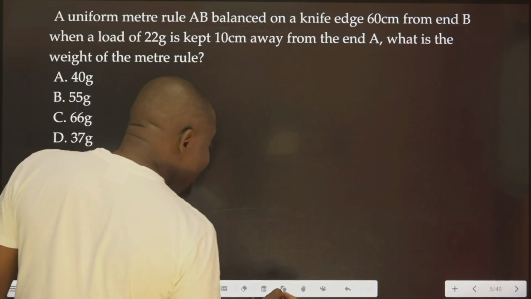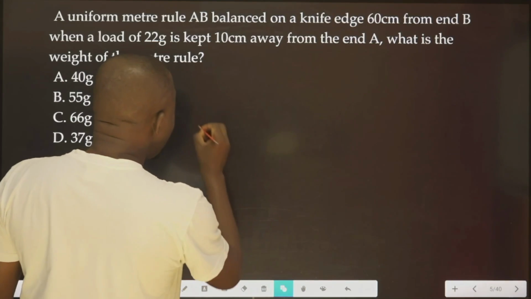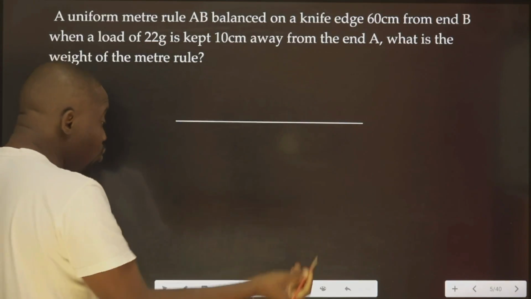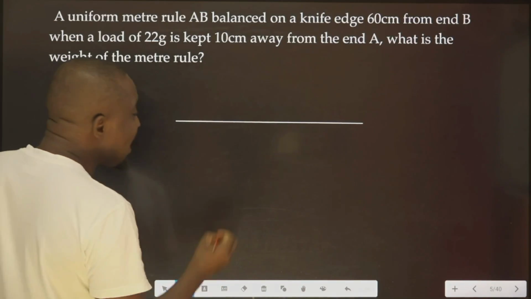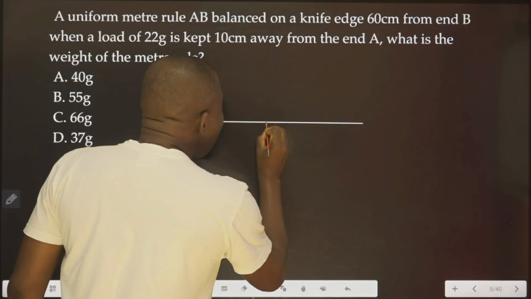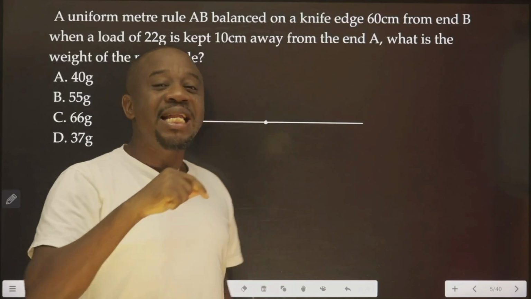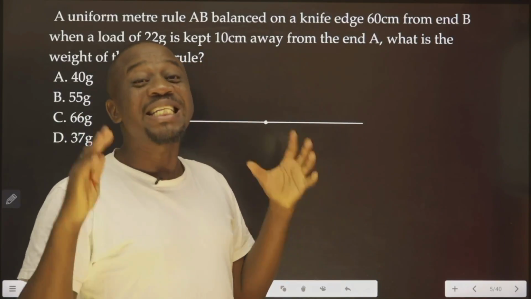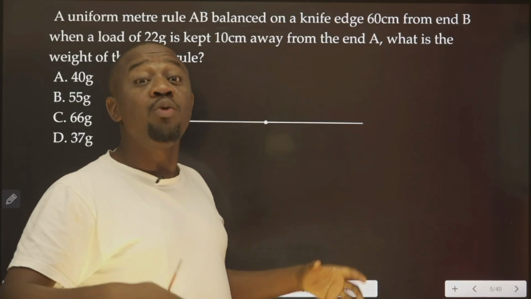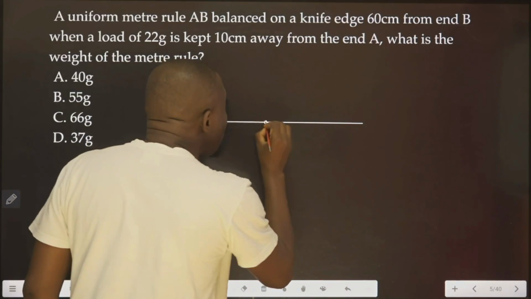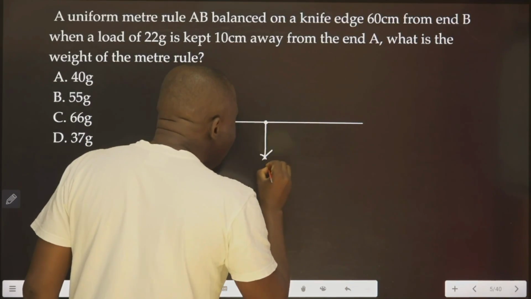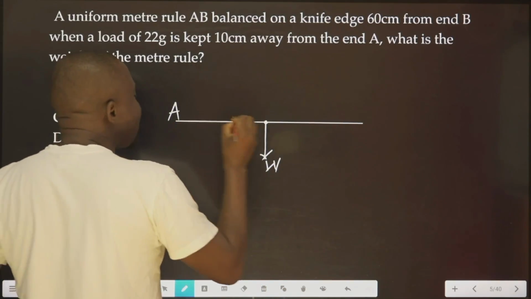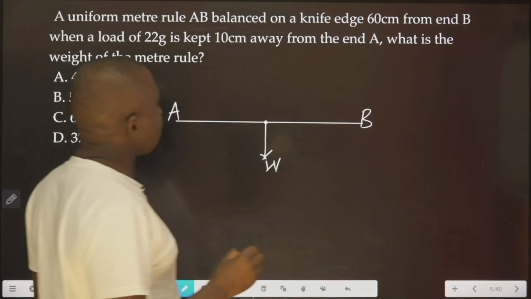Meaning, if I have this meter, that is the rule, the one we call ruler, it means the center is where the center of gravity of this weight is located. That is where the weight of the body will be exerted. It means the weight of the ruler will be here, and it is AB. These are important details.